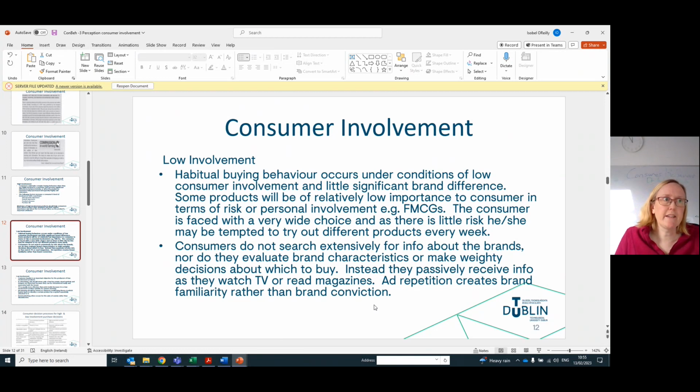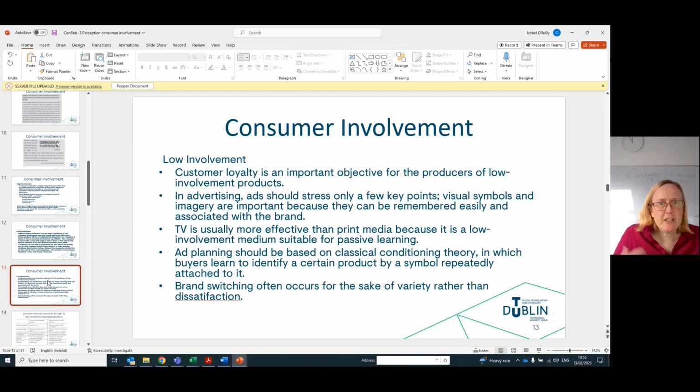It's not doing anything to indicate to them that they really should get out to the shop now and buy that. That's not what they're aiming for. Just that recognition and familiarity. So, continuing on low involvement, customer loyalty is an important objective for the producers of low involvement products. So again, FMCGs are always the best example.